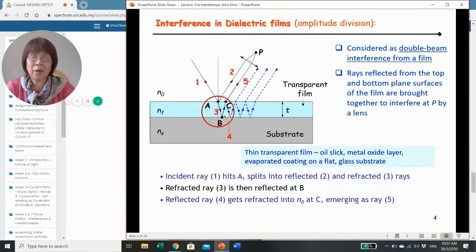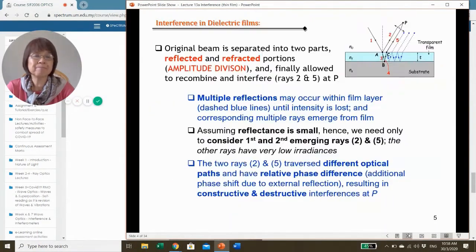Okay, so in our calculation, we will just focus around this region. So you will see that at this point where the beam splits into transmitted and reflected beam, basically the amplitude of the incident beam is divided. So in this case, this thin dielectric film, which is transparent, is actually amplitude division. So it can produce interference pattern from the reflected rays. So this is an example of an amplitude division interferometer.